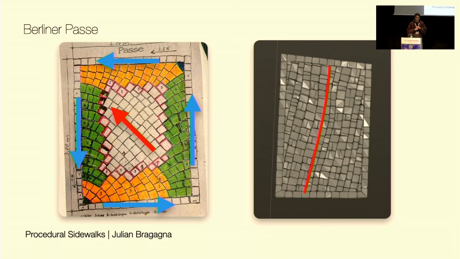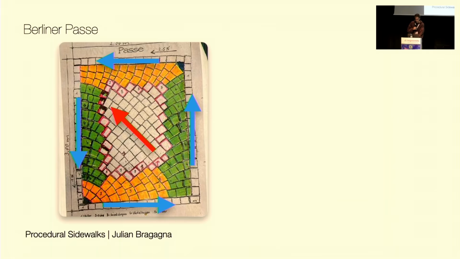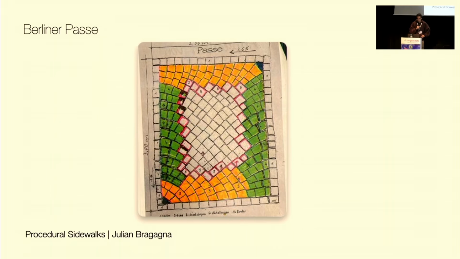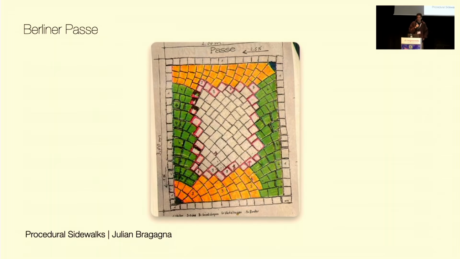And by the way, one thing that I found really cool was that this type of pattern is called geordneter Wildverband, which roughly translates to controlled random bond, which I think is really beautiful and kind of describes procedural art as a whole: controlled chaos.